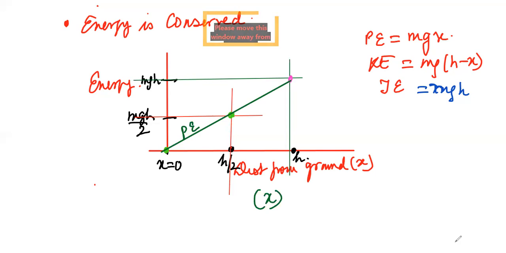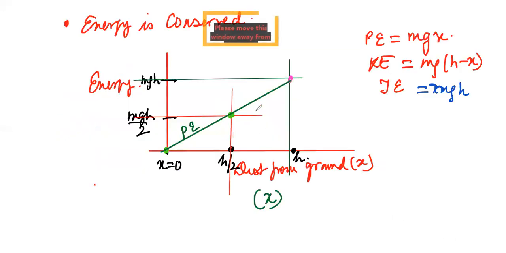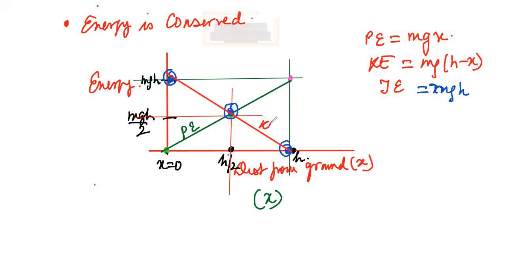Now I move on to the next one, kinetic energy. You have seen that when x is 0, kinetic energy is mgh. When x is h by 2, kinetic energy is mgh by 2. When x is h, kinetic energy is 0. I'll plot similarly over here. So when x equals 0, kinetic energy is maximum. Let me draw with a different color. The blue color is the kinetic energy. Now I can draw the graph over here. So this will be your kinetic energy.